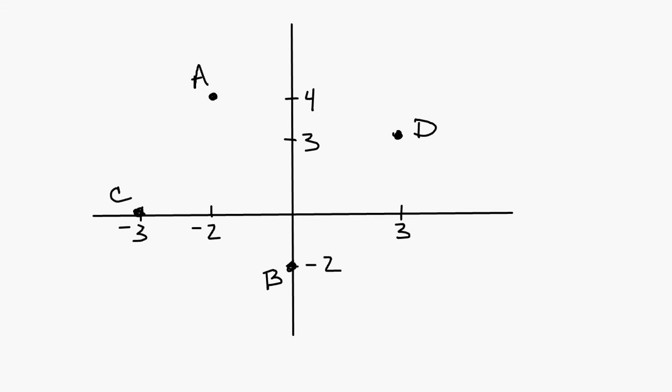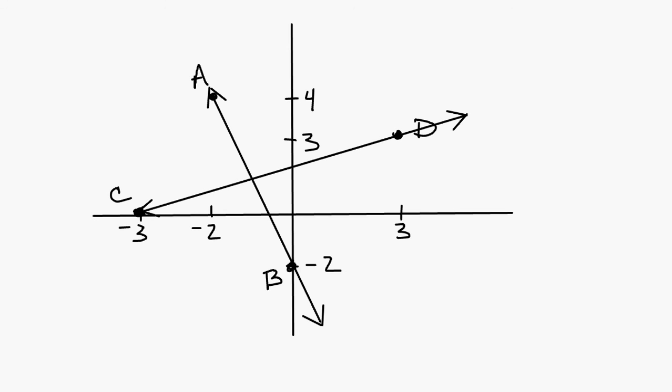You get the idea? Okay, so now let's connect these points to form these lines. Here's line AB and line CD. Lines AB and CD intersect at E. So here's our point E. It's where they intersect, isn't it?